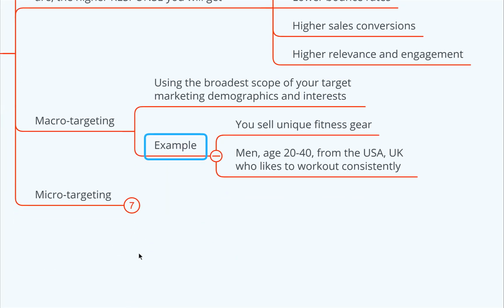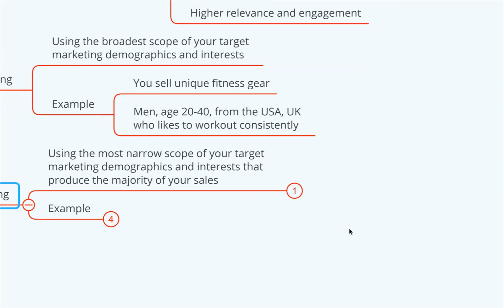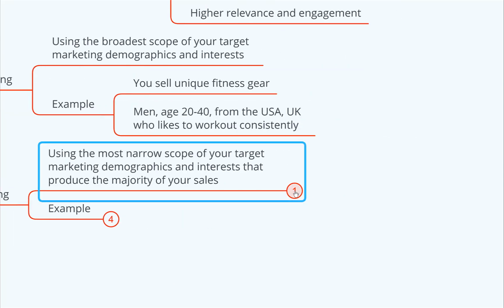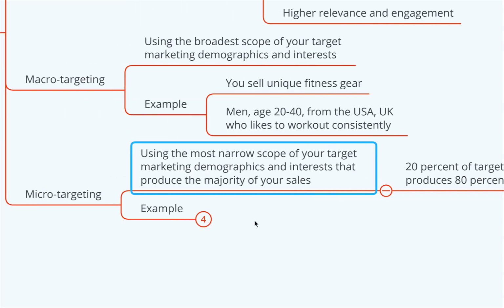Whereas micro targeting is like using the most narrow scope of your target marketing demographics and interests that produce the majority of your sales. Let's say, for example, the 80-20 rule, where 20% of your target marketing produces 80% of traffic and revenue. Obviously, when it comes to marketing and targeting, you want to choose micro targeting rather than macro targeting because that is the best use of your target marketing budget.